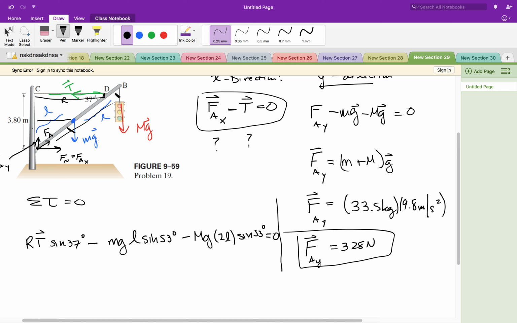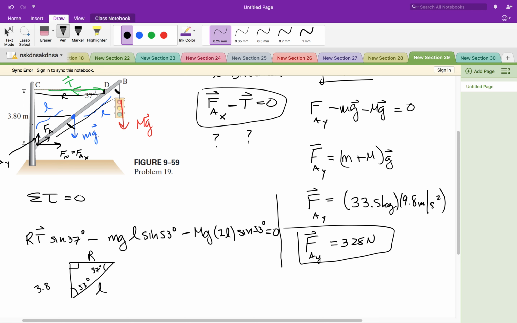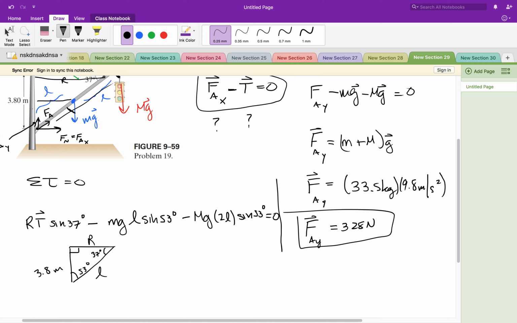Okay, so we don't know L and we don't know R, but we can get them by looking at this triangle. So we have a triangle here that looks like this. I'm just going to relabel this. This is L. This is 90, this is 37. I know this has to be 53 because they have to add to 180. And I know this is 3.8 meters. So I can get R and L just by using some trig.